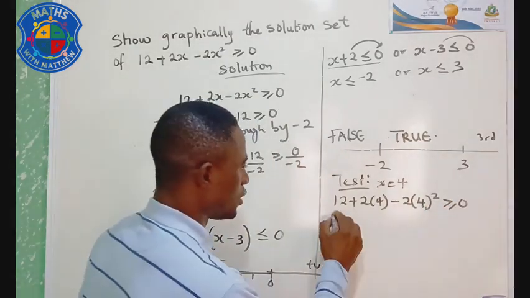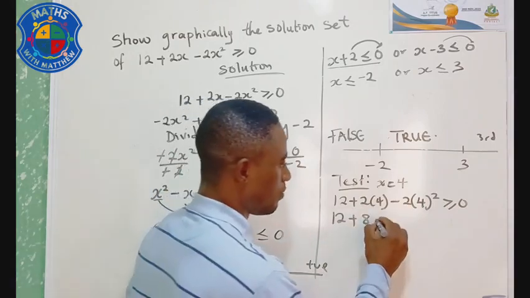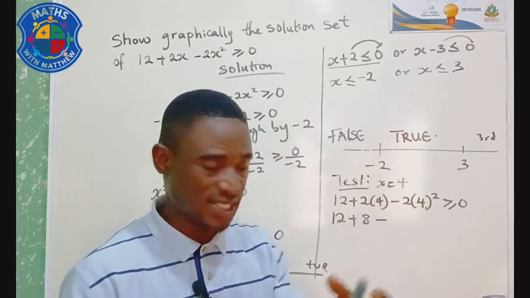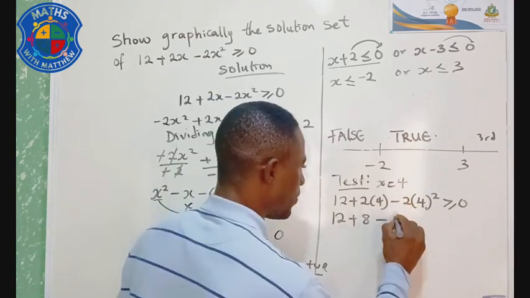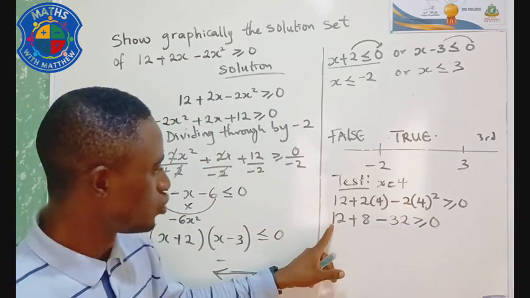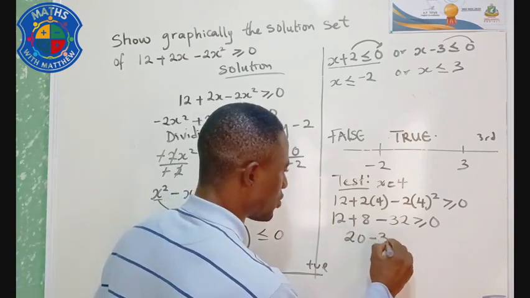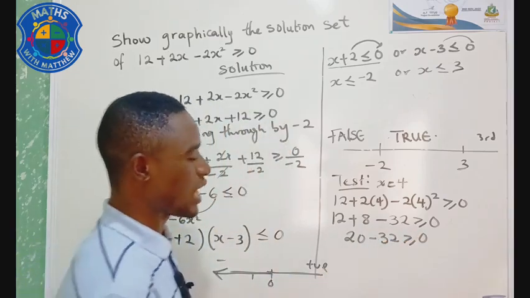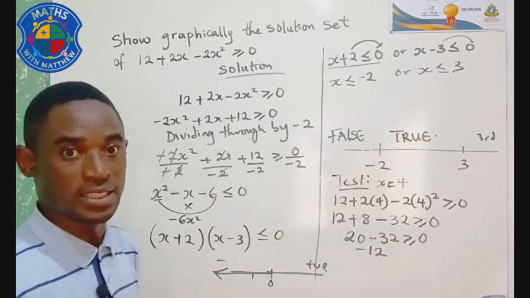Now let's look at it. This is 12 plus 2 times 4, that is giving us 8, minus 4 raised to power 2. 4 raised to power 2 is 16, then 16 multiplied by 2 is 32. Minus 32 greater than or equals to 0. 12 plus 8 is giving us 20 minus 32 greater than or equals to 0. So when I do 20 minus 32, what am I having? I'm having minus 12, right?